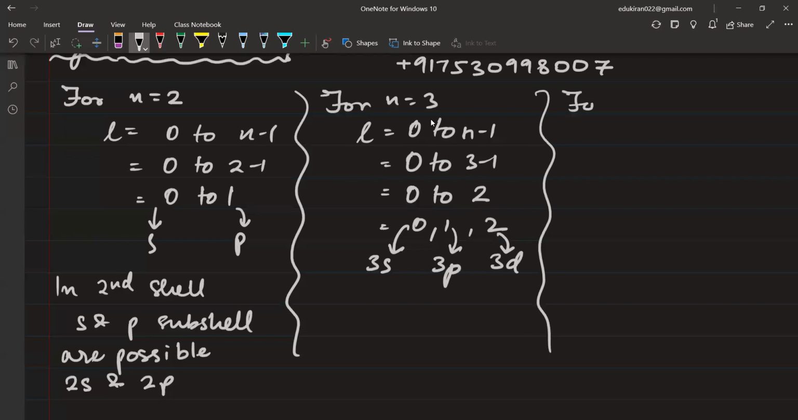Now, for n is equal to 4, please tell me, all of you. Now, you don't need to calculate anything. You just need to look at the pattern.